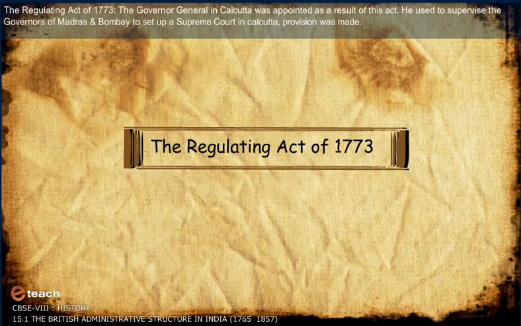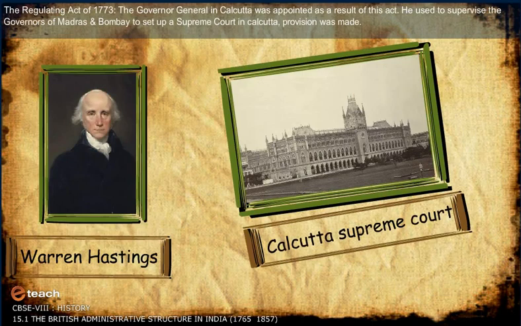The Regulating Act of 1773. The Governor-General in Calcutta was appointed as a result of this act. He used to supervise the governors of Madras and Bombay. Provision was made to set up a Supreme Court in Calcutta.